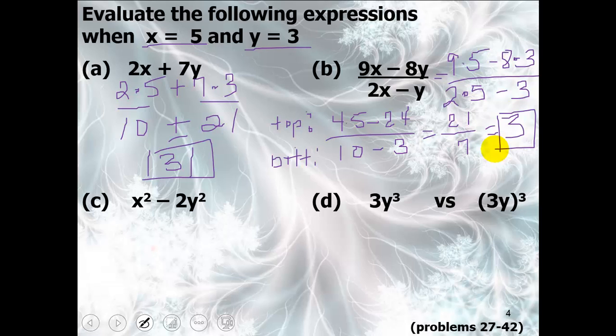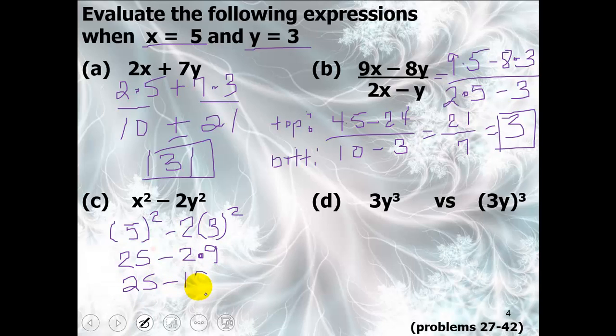All right. Welcome back. I'm going to plug in 5 for x, so I get 5 squared minus 2 times 3 squared. My order of operations says I have to apply my exponents first, all right? So 5 squared is 25 minus 2, and then 3 squared is 9. Notice how the 2, because it's outside this parenthesis, is not getting the exponent. So 25 minus 18 is equal to 7. And that's your final answer.